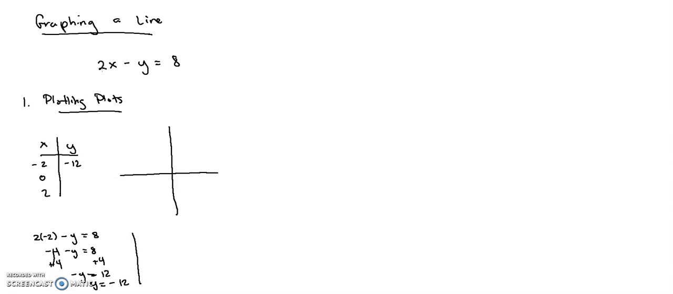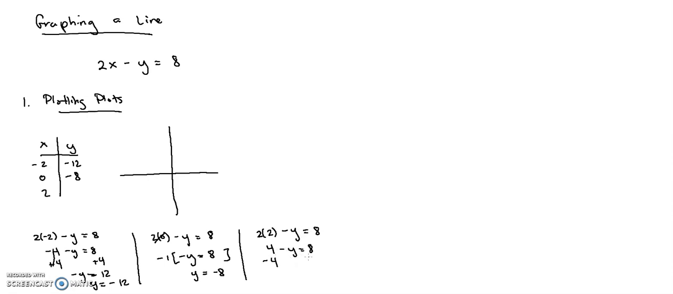Okay, then we plug in 0 into the equation, so we get 2 times 0 minus y equals 8. 2 times 0 is just 0. We've got -y equals 8, so I need to multiply everything through again by a negative. So we get +y and -8. And then we're going to plug in 2. So 2 times 2 minus y equals 8, so that's going to be 4 minus y equals 8. Subtract 4 from each side. We get -y equals 4. Again, multiply through by a negative, and we get y is -4.